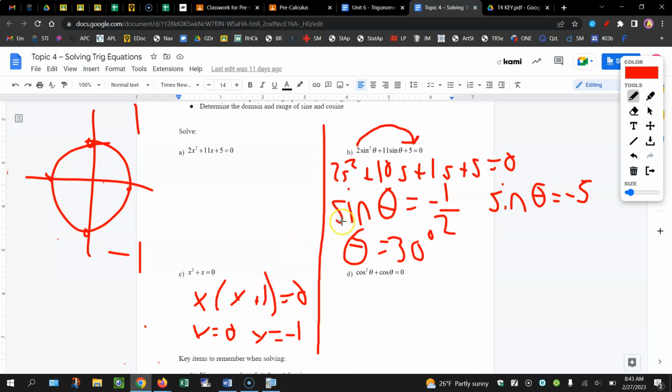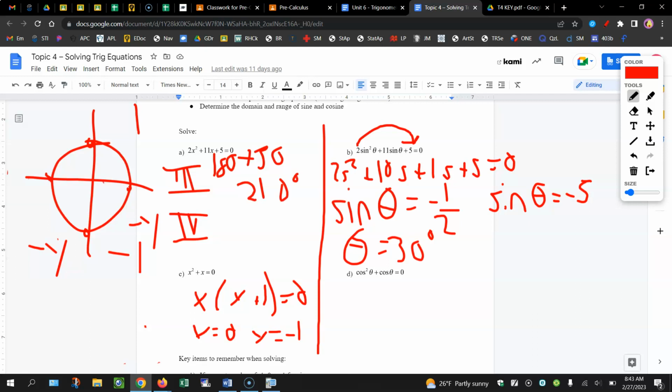So theta is 30 degrees. We need to think about sine is y. Y is negative in quadrants 3 and 4. So we need to take this reference angle and get an angle in quadrant 3 and 4. In quadrant 3, it's going to be 180 plus the 30, which is 210 degrees. And in quadrant 4, it's going to be 360 minus the 30, which is 330 degrees. So we have two answers for this question: 210 degrees and 330 degrees.